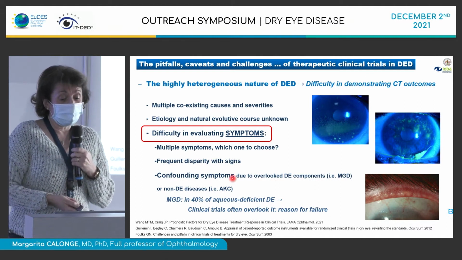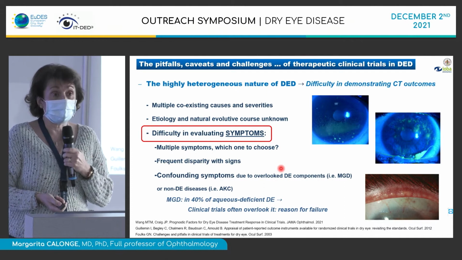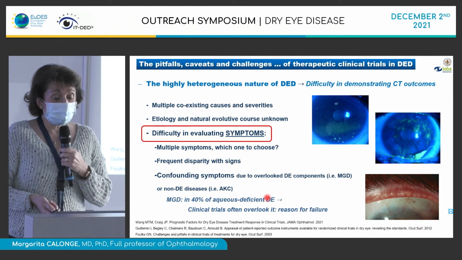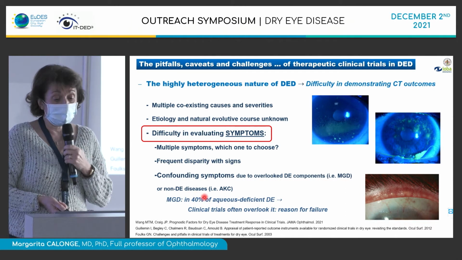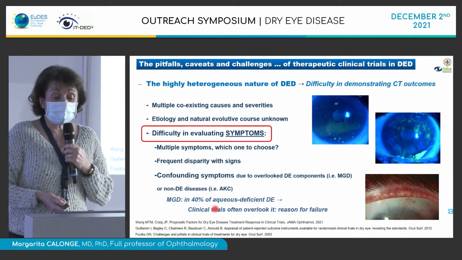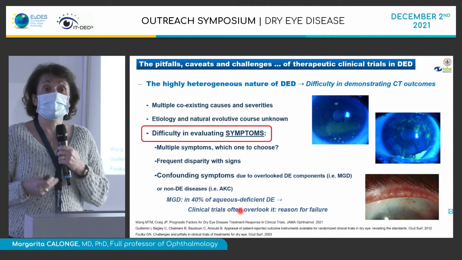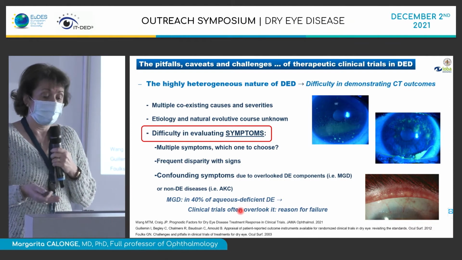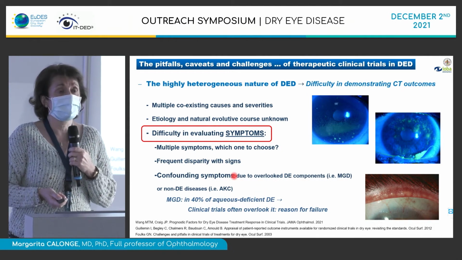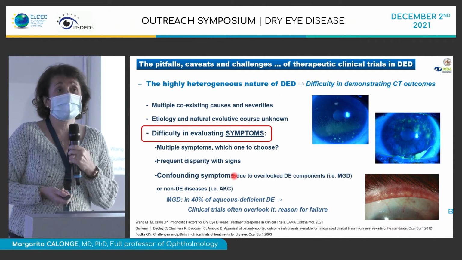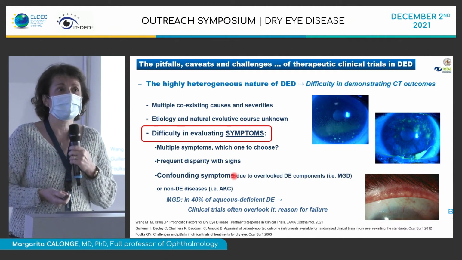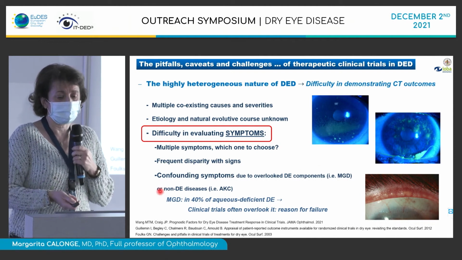We also have confounding symptoms due to, for instance, overlooked dry eye components, and meibomian gland disease is the perfect example. Many aqueous deficient dry eye patients have meibomian gland disease associated, and it is almost the case in 100% of Sjögren patients, for instance. Clinical trials often overlook this component, and this might be a big reason for failure. And we know examples of failure of drugs due to this problem. Another problem, which has also been proven, is that patients thought to have dry eye were included in clinical trials, and they didn't have dry eye. They have dryness as a symptom, but the background disease was not dry eye, it was often AKC.